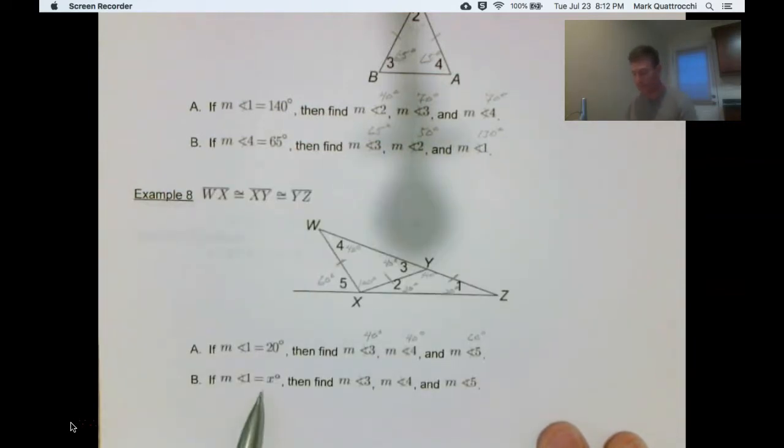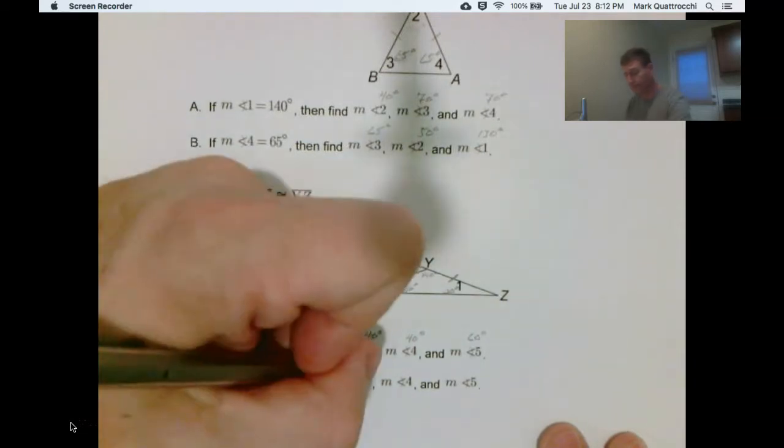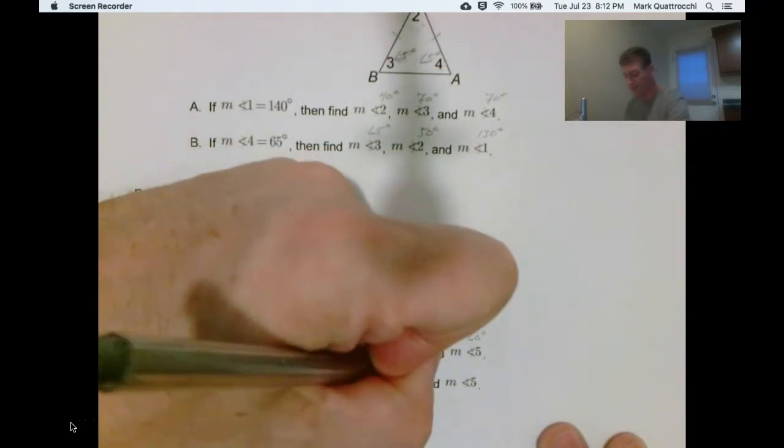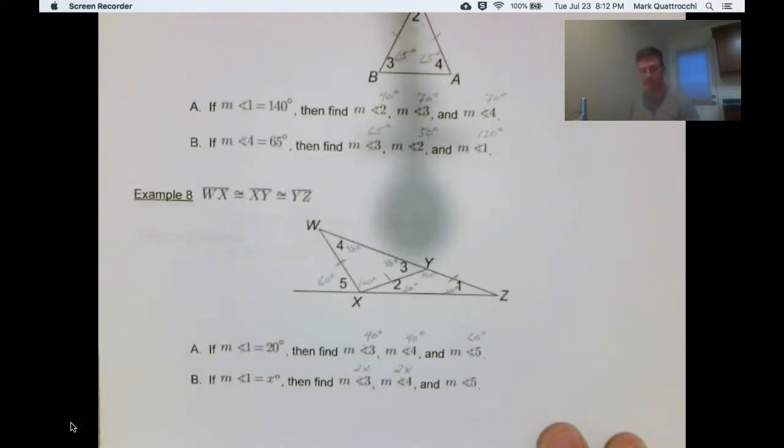Okay. What's the relationship between angle 1 and 3? We can actually get this by looking at part A. What's the relationship between 20 and 40? This is equal to 2x. Angles 3 and 4 are the same, so this is also 2x. What's the relationship between angle 1 and angle 5? 3x. And we can go through it the exact same way that I went through it for part A, but it's quicker to do it this way.